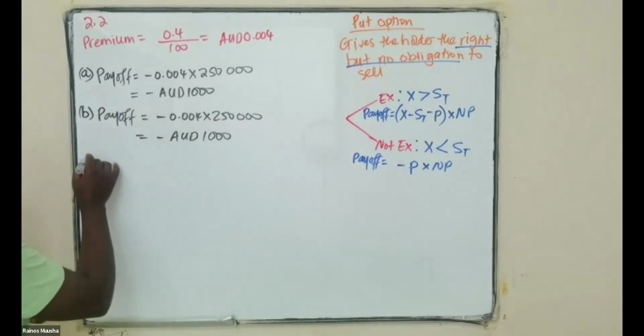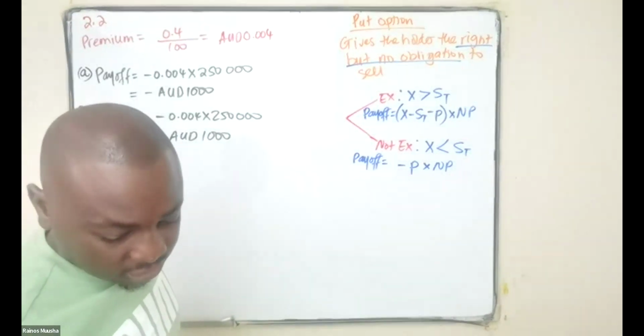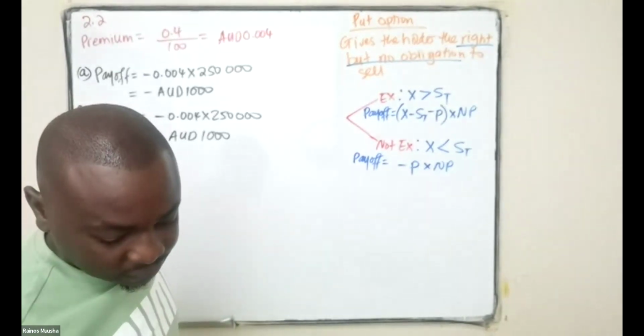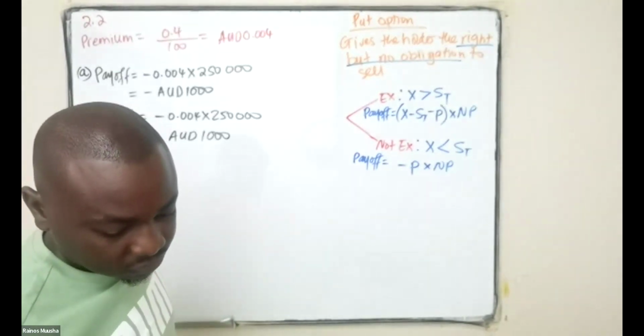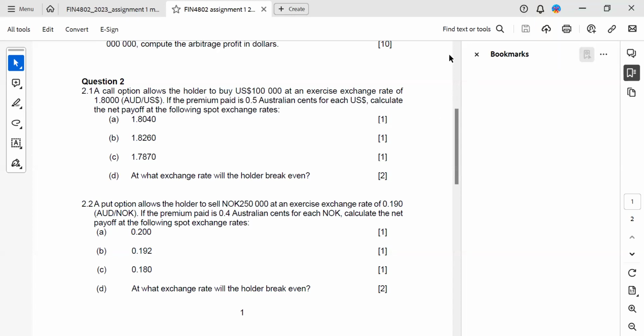Moving on to part C of the question. For part C, they tell us that the spot price is 0.18. So are we going to exercise this option or not? Exercise. So we are going to exercise the option.